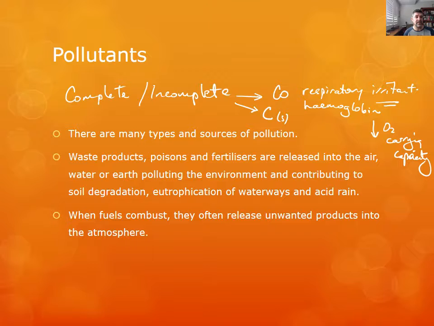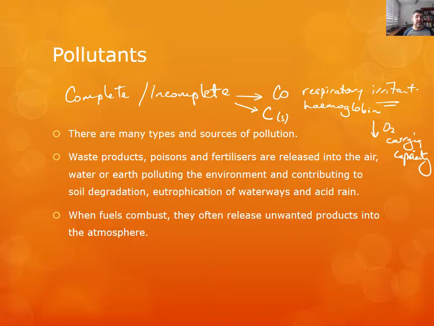Now, of course, these are not the only sources of pollutants during combustion reactions. Any waste products, anything that's around comes under that general definition of pollutant. Anything that we don't want in a particular environment, in the air or in the water. Waste products, poisons, fertilizers, all of which can be released into the air or the water or the earth, and they have some impact on the environment, not only on its visual appeal, but also on the organisms that rely on it. It contributes to such phenomena as soil degradation, a breakdown in the quality of the soil, eutrophication of waterways, the excessive growth of plant material, and also a drop in the pH of rain, becoming more acidic, and this also has some significant implications.